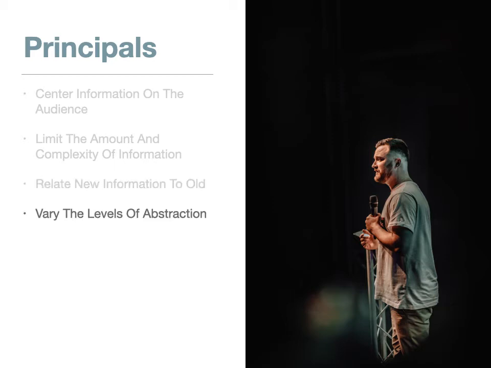Use various levels of abstraction. It is important to discuss some topics on a general level, high abstraction, and others on a very specific level, low abstraction, being very specific to the point that you're trying to give. However, when a speaker varies the level of abstraction using a combination of both general and specific information, that tends to work best.